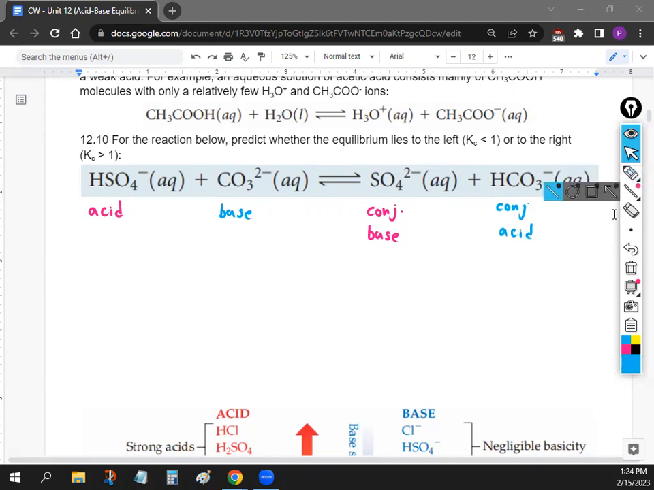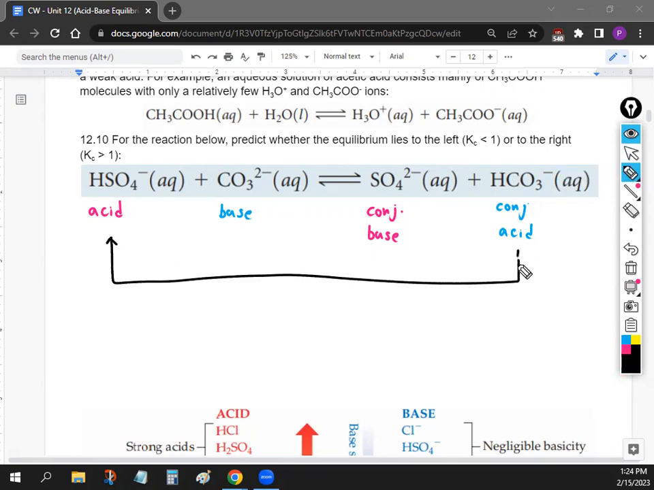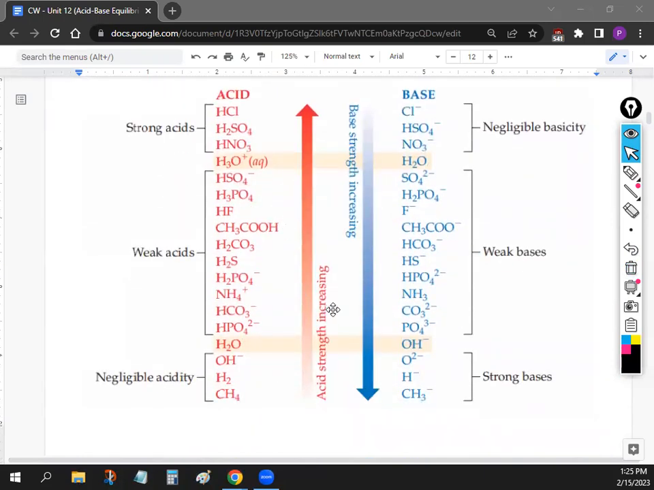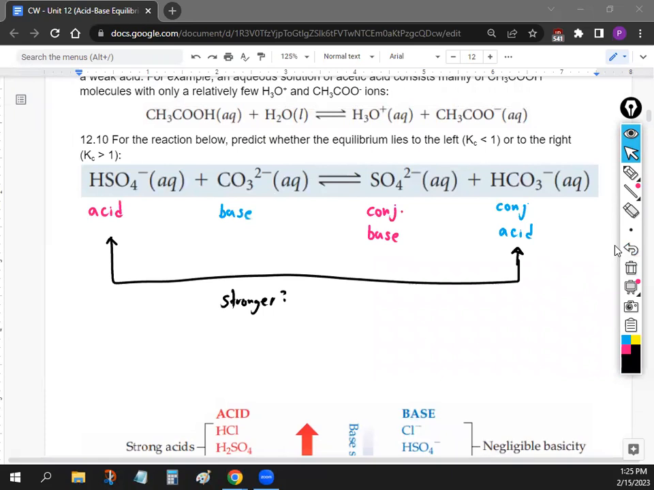Now, in order to determine which side equilibrium lies on, we basically need to look at the two acids and figure out which one is stronger. That's how we can determine, because the stronger one is going to push the reaction towards the other side. So which one is stronger? Let's take a look at our chart. That will help us. We're going to take a look at HSO4 and HCO3. I've got HCO3 right here, and then where's HSO4? HSO4 is right here. Which one is stronger? Yeah, HSO4 is a stronger acid than this one.